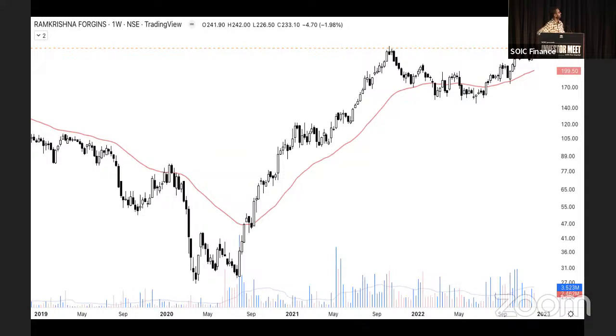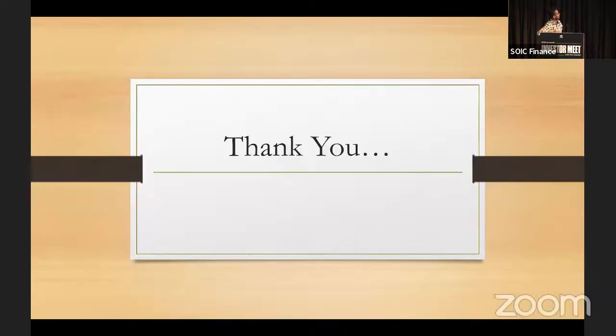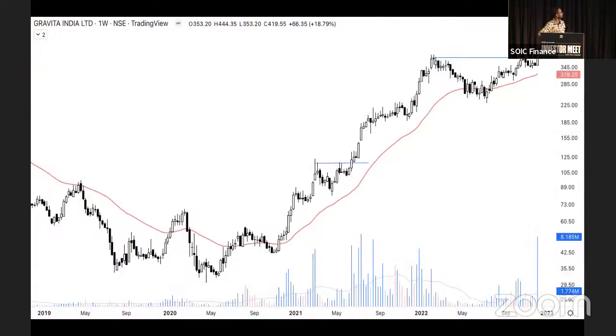So these are some recent examples, sir. This Gravita India, look at the chart now. This week, current chart, this week breakout. Look at the volume. See the volume in here. So here I would have exited somewhere. Then again I will enter here now, staying with this for maybe 20, 30 weeks. 20, 30 weeks of time.